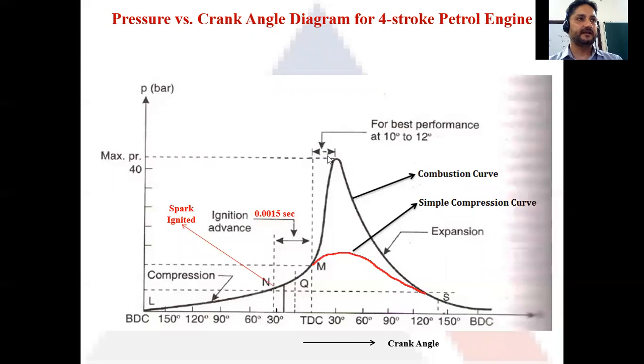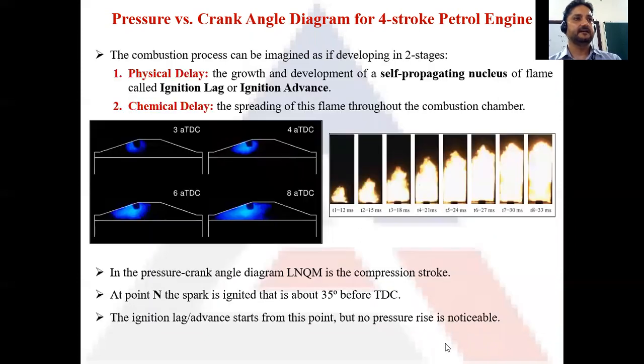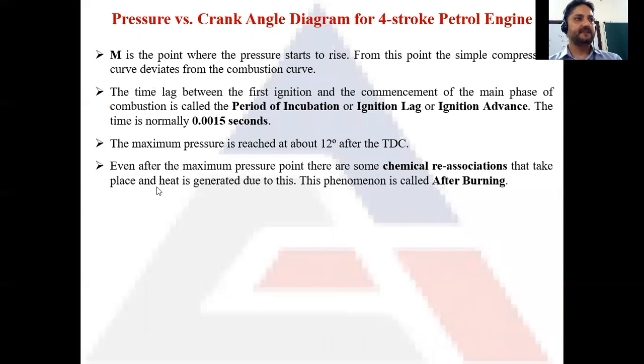So 10 to 12 degrees after the top dead center, the maximum pressure is achieved. Even after the maximum pressure point, there are some chemical reassociations that take place and heat is generated during this period, and this phenomenon is known as afterburning.